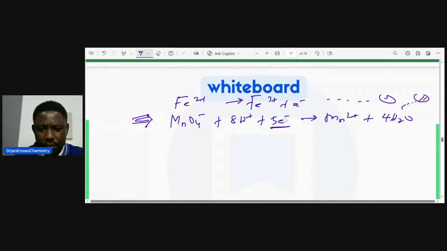We have 1 electron to that. So what you're going to do is that you just multiply this by 5. You multiply this by 1. How do I get that one? This is 1E, this is 5E. You switch it so that the E can be the same.